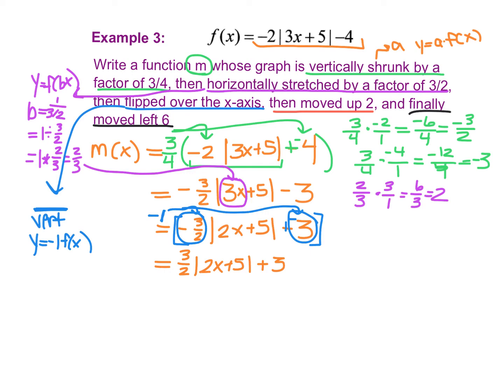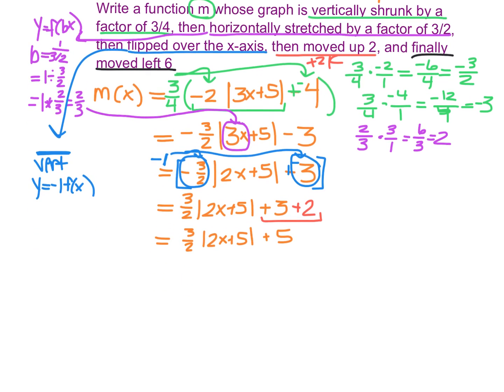Then from here we're going to move up 2. So that's an addition of 2 to the k value, which is on the outside of the function. So we're going to add 2 on the outside. These two added together become 5. So we have 3/2. Keep the rest the same, then we have plus 5.